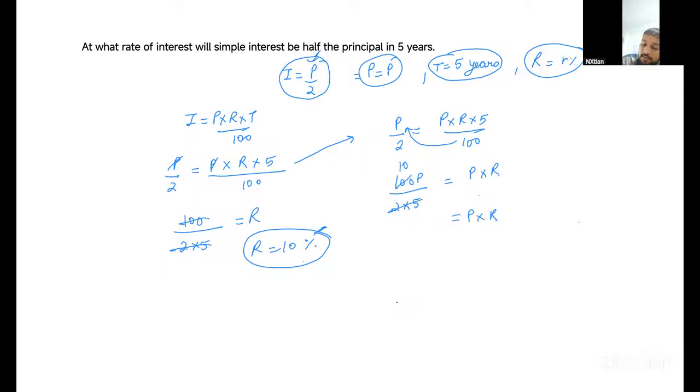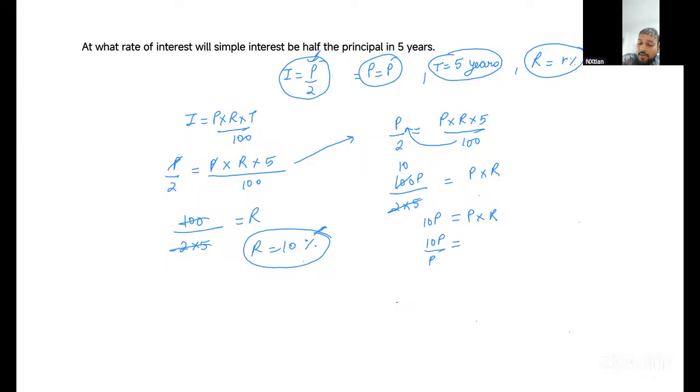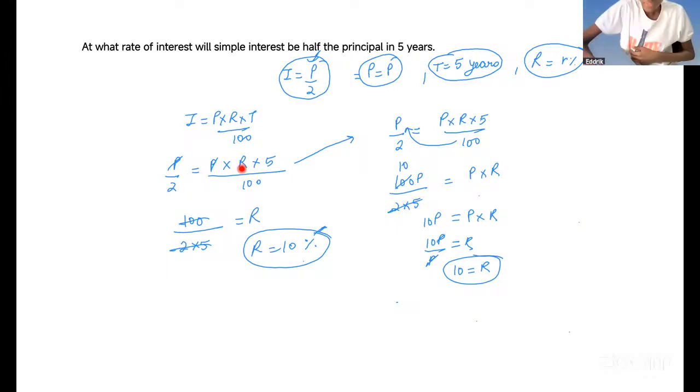Did you understand, Edric? Yes, I also got 10P equal to PR. So you can now cut the P's. This is multiplication, so it will divide. It will become 10P upon P is equal to R. This and this will cut, so 10 is equal to R. You can, because they are in multiplication. Now if plus is there, then you can't cut. Understood? 10P is equal to PR, so you can cut the P's, then 10 is equal to R. R is 10%. Yes.